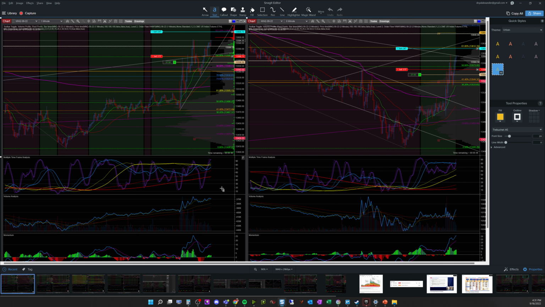Good stuff. That's one of the things that I'll try to look for, is volume agreeing with price movement that's happening right now. I've become a big fan of that.